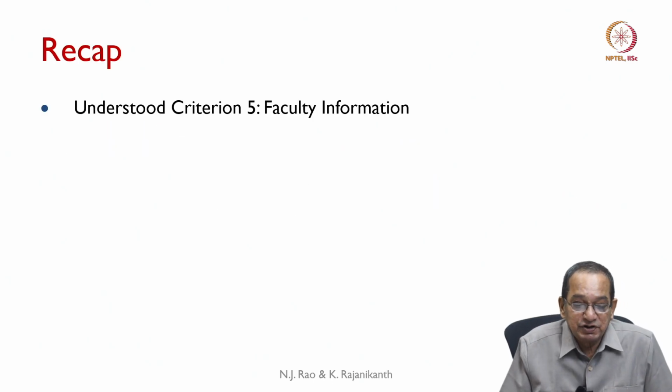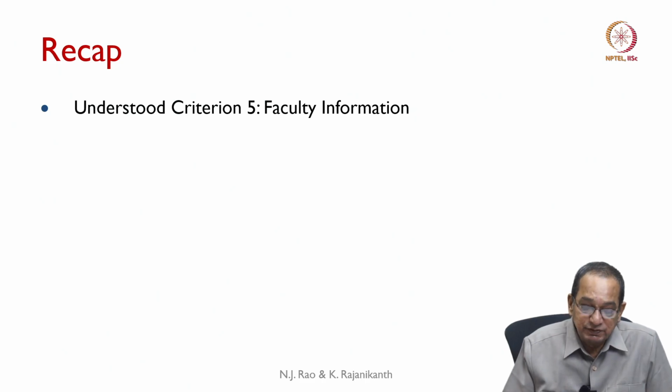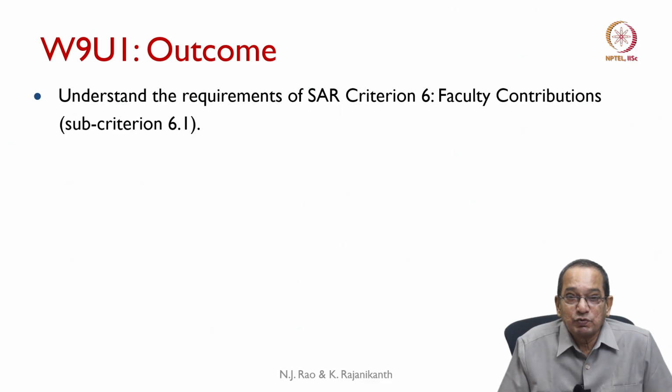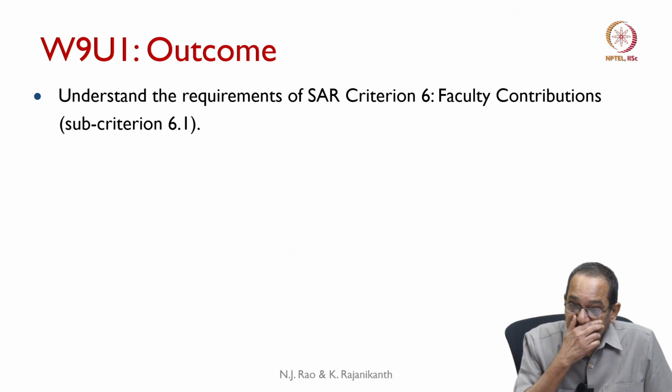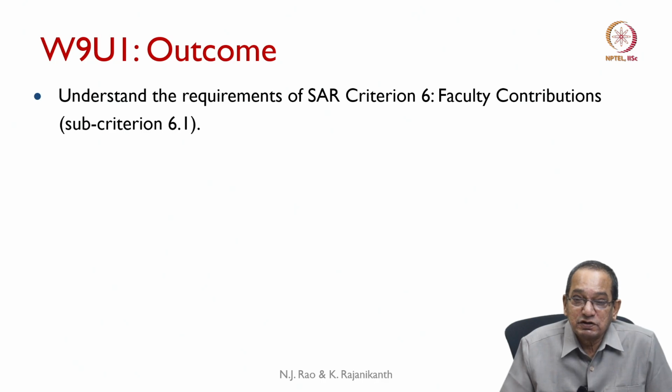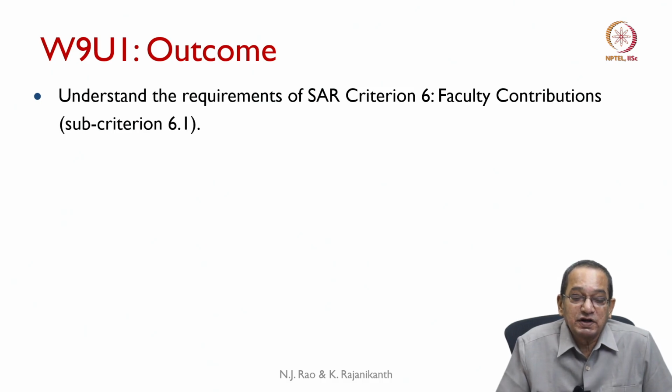Recap: in the last unit we understood Criterion 5, which is related to faculty information. The outcome of this unit is Subcriterion 6.1 of Criterion 6, which is faculty contributions. Notice that faculty is considered by NBA as an extremely important resource for the growth and quality of the institute's performance. So the faculty related information is now provided in two criteria.